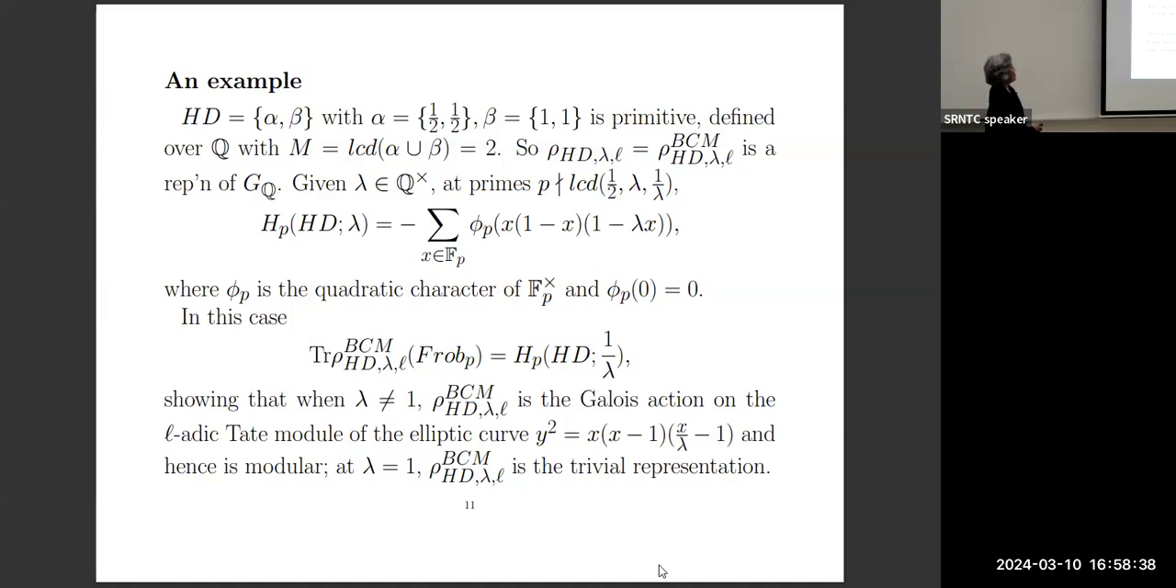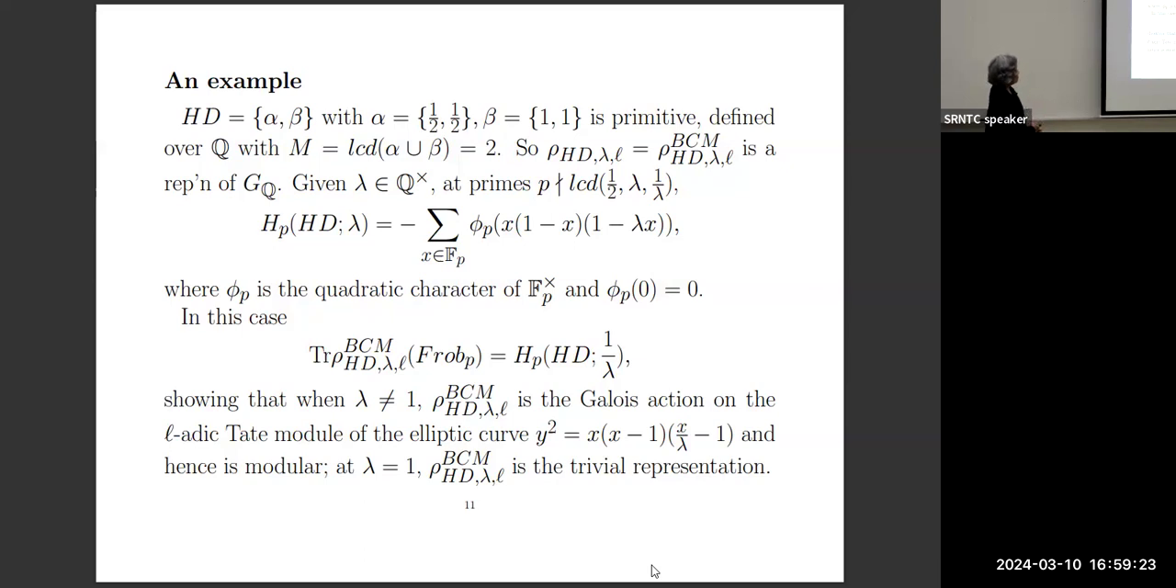Okay. So we see that when lambda is not equal to 1, the numbers we have here are exactly what we call the AP associated to this elliptic curve from point counting. So this tells us that this BCM representation is 2-dimensional because it has length 2, for lambda not equal to 1. And this Galois representation we know very well. It is the usual Galois action on the L-adic Tate module of this elliptic curve. Okay, and by the Taniyama-Shimura conjecture, we know that this Galois representation is modular.